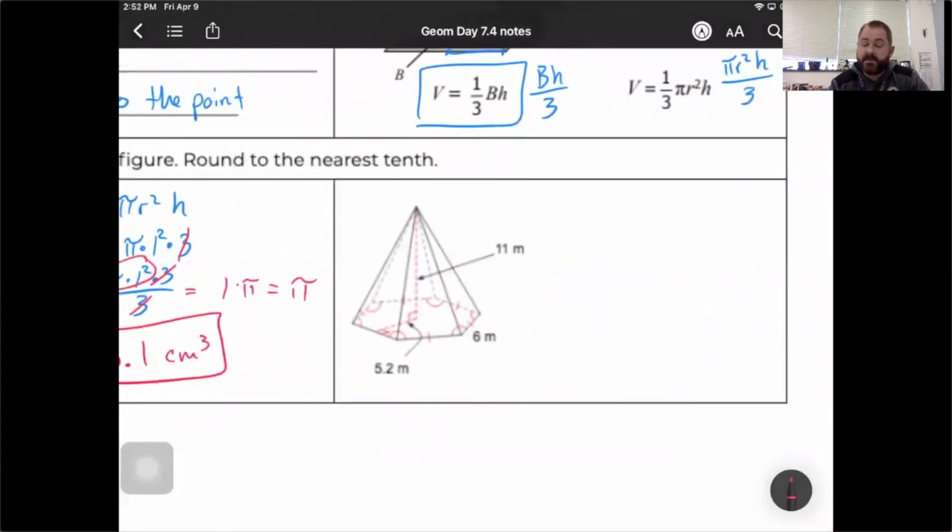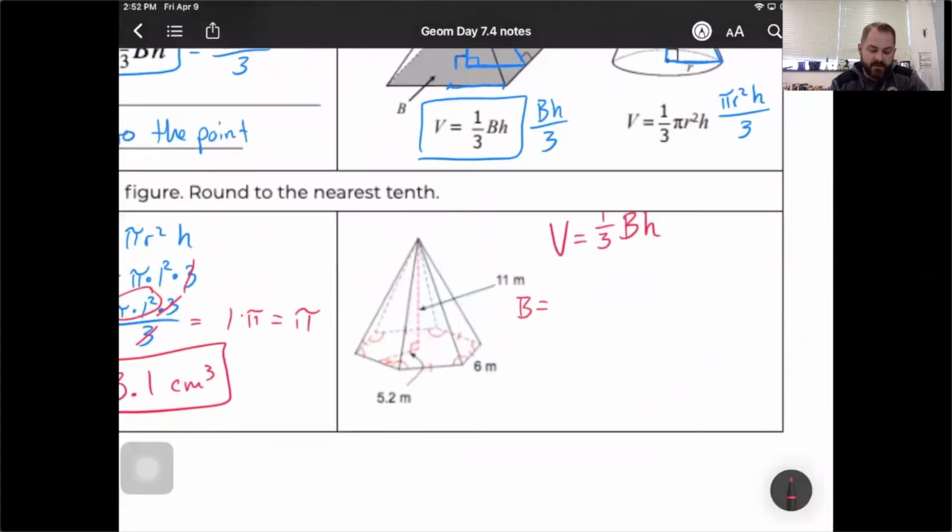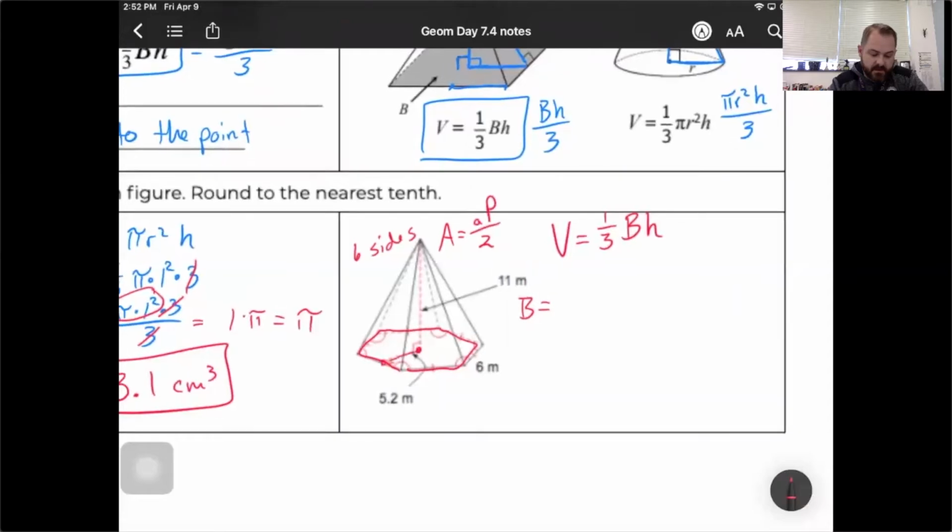All right, let's move on and do the same thing with a pyramid. Okay, again, volume of any pyramid is 1/3 the area of that base times the height. So I've got to find the area of my base first. Well, the base is a regular hexagon, 6 sides. All right, and since it's a regular polygon, we're using the area formula. Area equals apothem times perimeter divided by 2. Okay, the apothem is this distance from the center to a point on the side like this. So that's my apothem A. And the perimeter is just the sum of all 6 sides. Okay, the perimeter would be 6 sides times 6 meters each side gives us a total 36 for the perimeter.